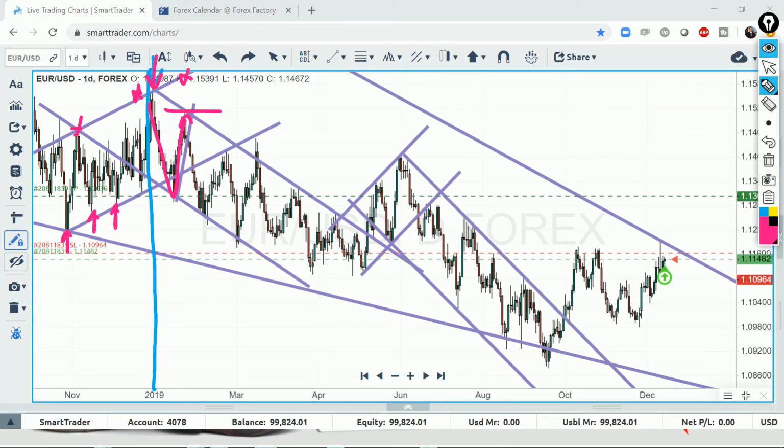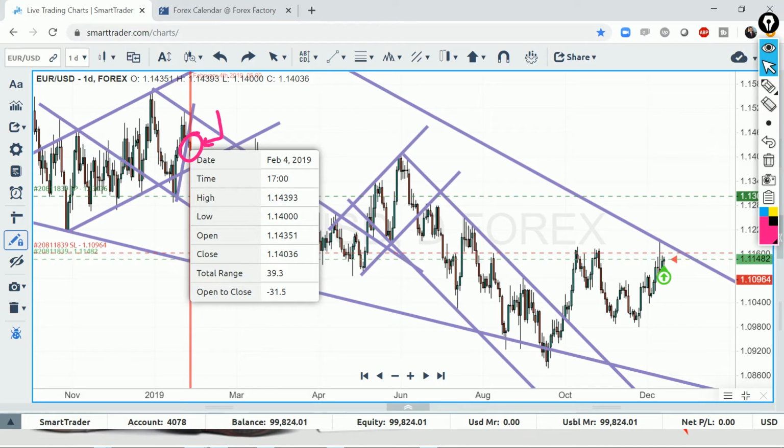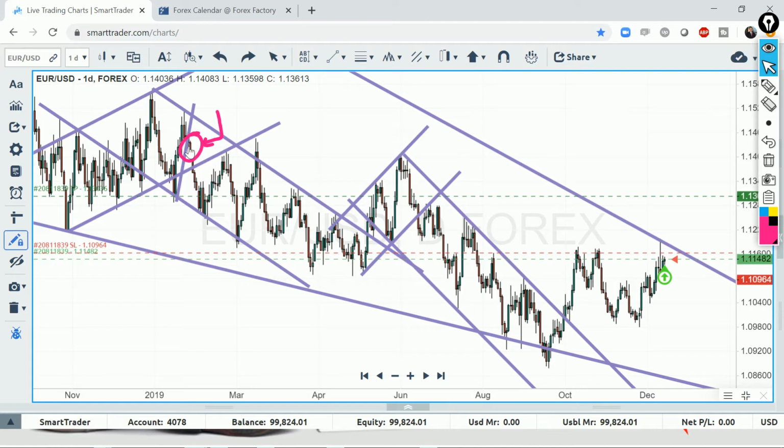So here would be the first option right here. Now I want to write this down. If you take a look at the break right here, this is the candle where we start breaking through. And remember, this is a daily candle. I'm going to click on that candle just to see the date. All right, so February 4th, 2019.